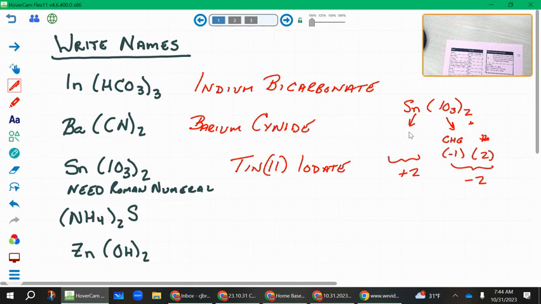How many tins are there in this compound? How many of them are there? 1. So what times 1 gives us a +2? The charge has to be a +2. Perfectly done. Thank you, Dante.